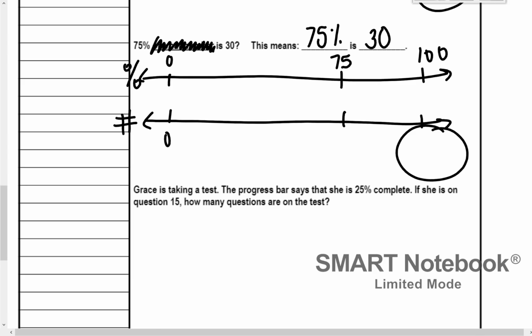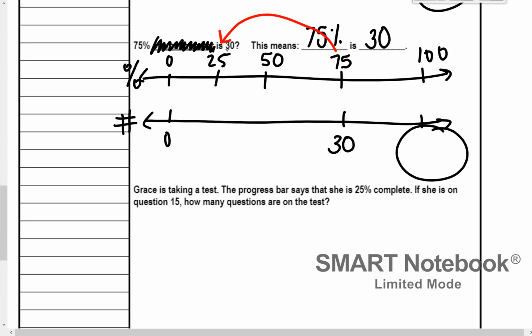I want you to think about money if you haven't caught on to what I'm trying to say yet. And we're talking like quarters, right? So we can count by 25s. So if we went 0, 25, 50, 75, 100, we're counting by 25s up here. And they said 75% is 30. So we have to ask ourselves, how do we go from 75 to 25?